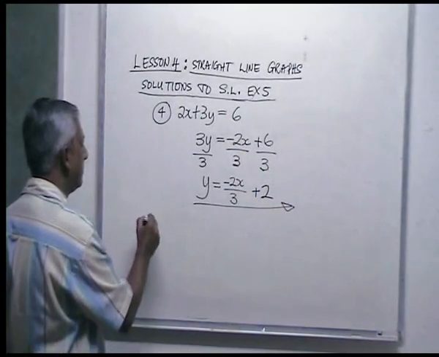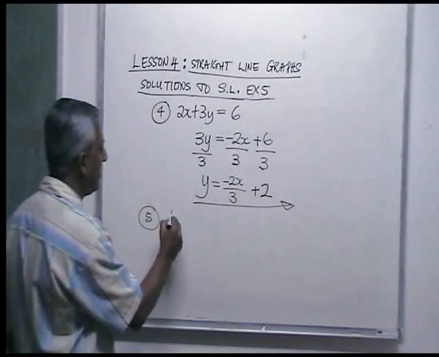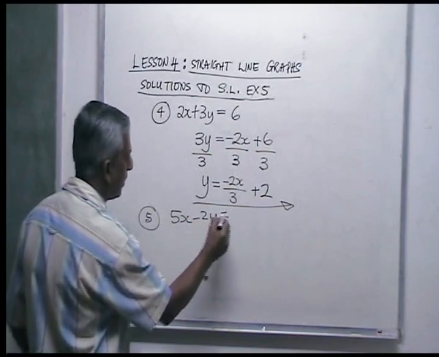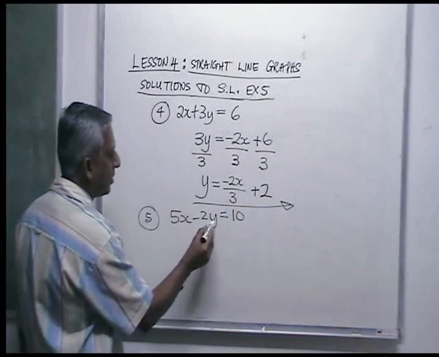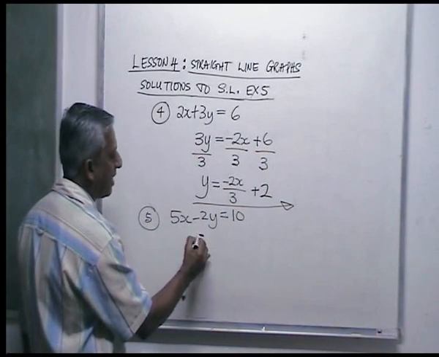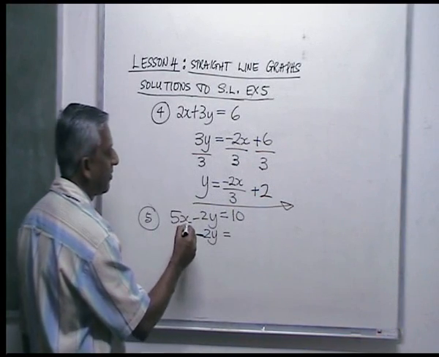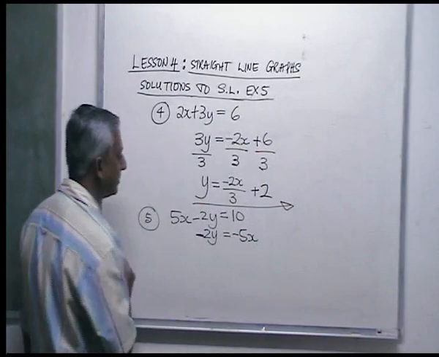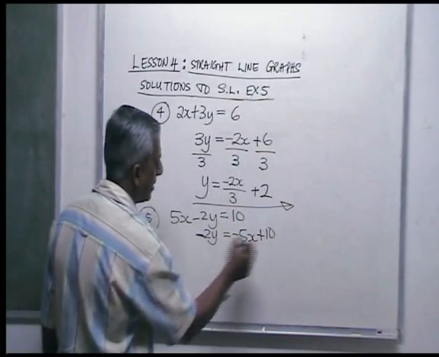And then we have number 5. Right, let's look at number 5. You have 5x minus 2y is equal to 10. Okay, so leave this as it is. So this is minus 2y. Okay, take the 5x across, you'll get minus 5x. Right, and then just bring down the 10.